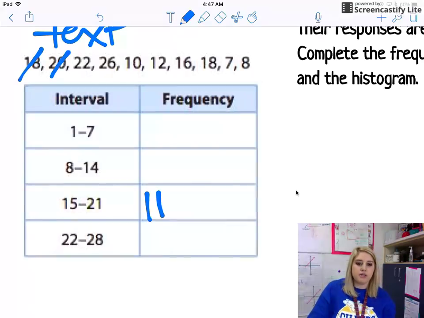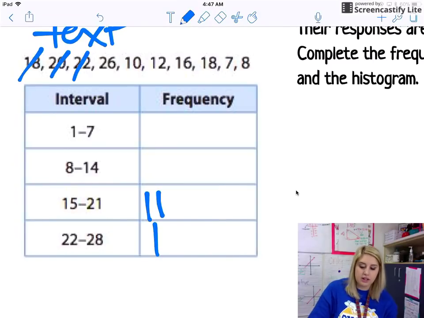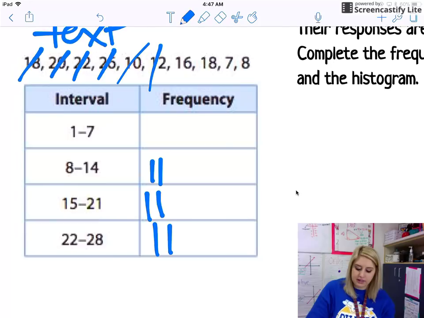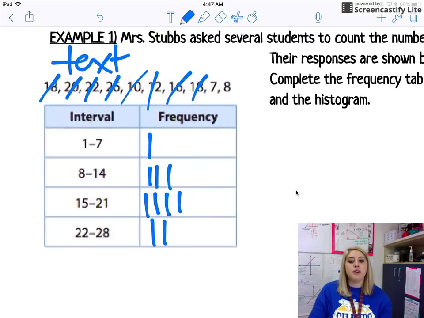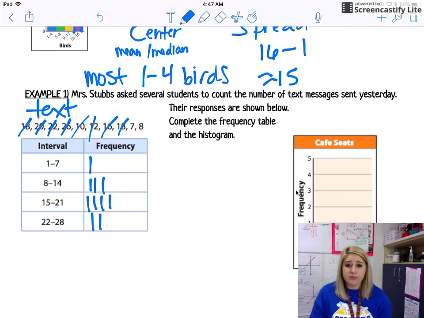Take a tally mark, cross it off. 22, 1 here. Take it, cross it off. 26 goes here, and so on and so forth. 10 goes here, cross it off. 12, cross it off. 16 goes here. 18 goes here. 7 goes here, and 8 goes here. So now I've got my tally marks, and I can make my histogram.